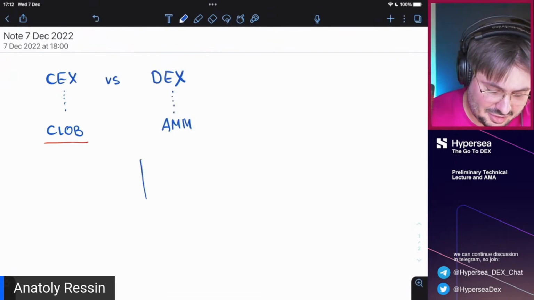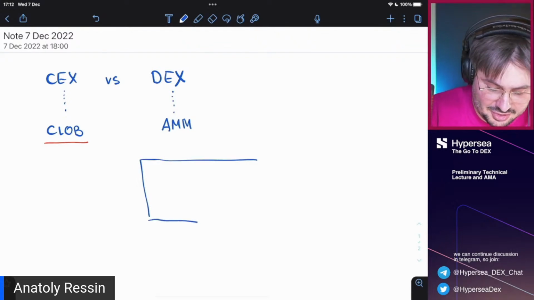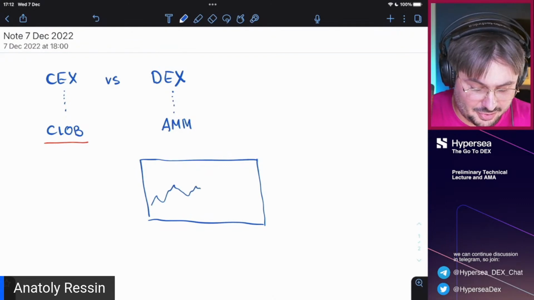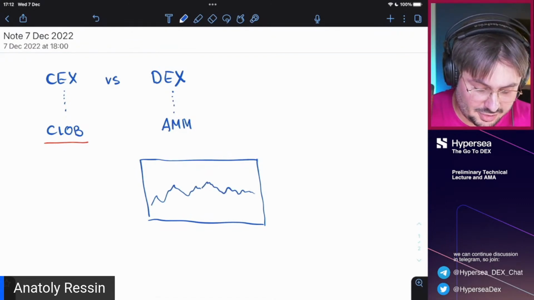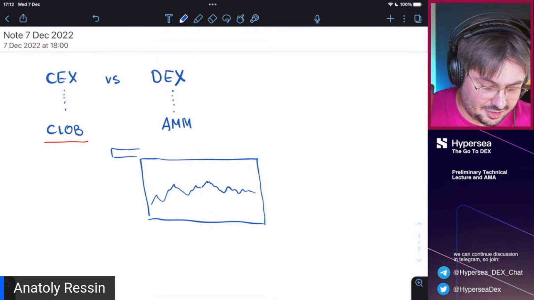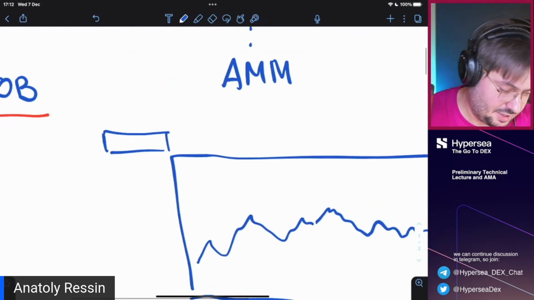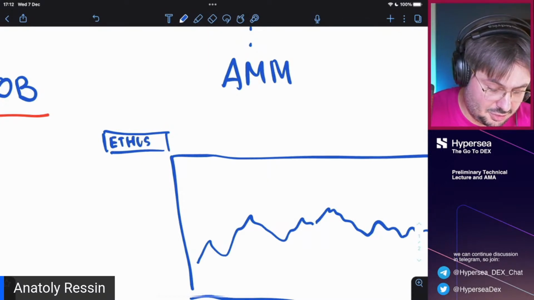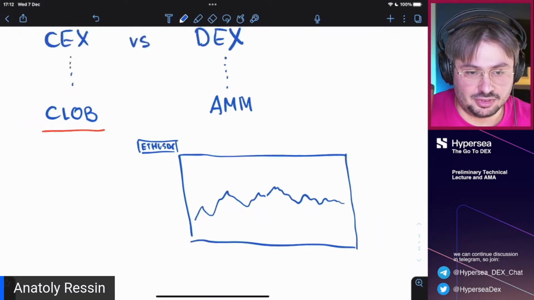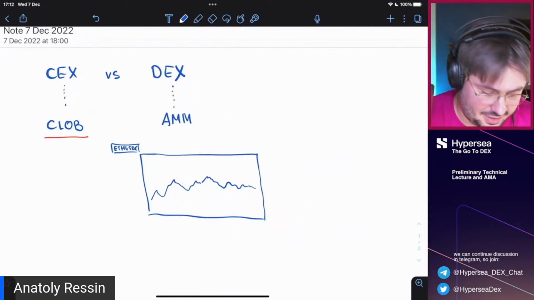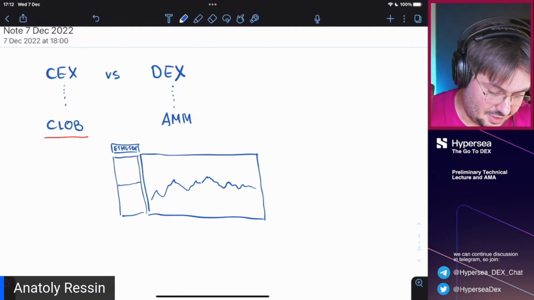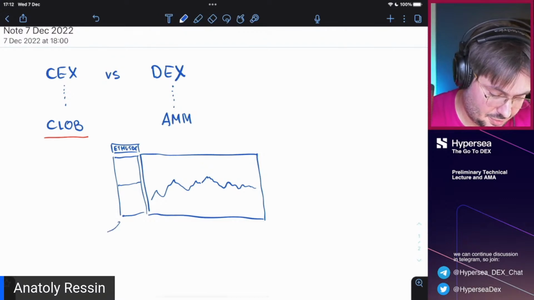So in a central limit order book, when you are opening the exchange, you are always seeing something like this. You see a standard component that shows the price of the current trading pair. For example, let it be Ethereum versus USDC. And here you see something like the order book with orders.